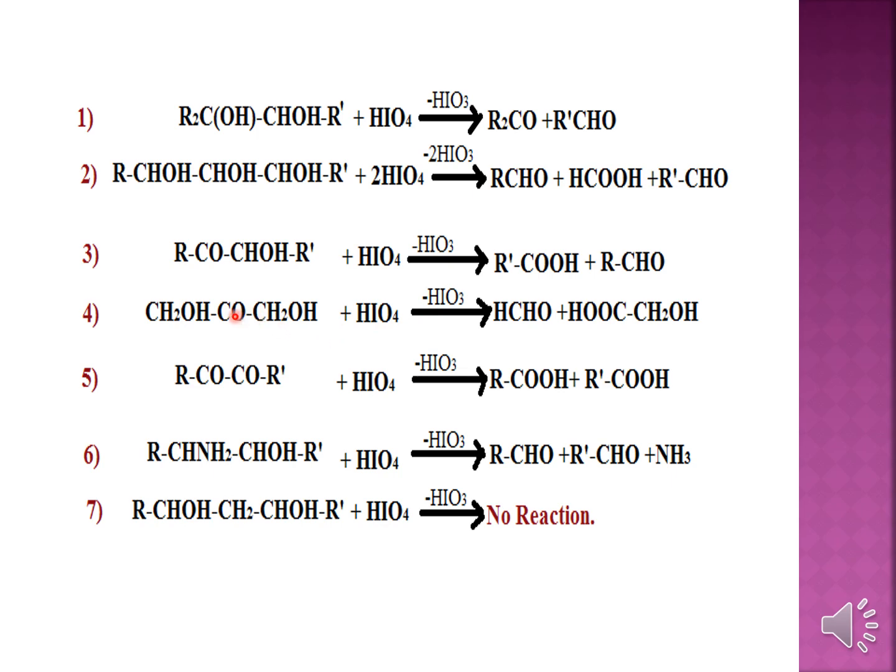And then moving on to here, if you will see, again there is a cleavage in this part. So you are resulting with one formaldehyde and formic acid. And again, if you will see, there is a breakdown over here for the diketone molecule, and you are getting two carboxylic acids.